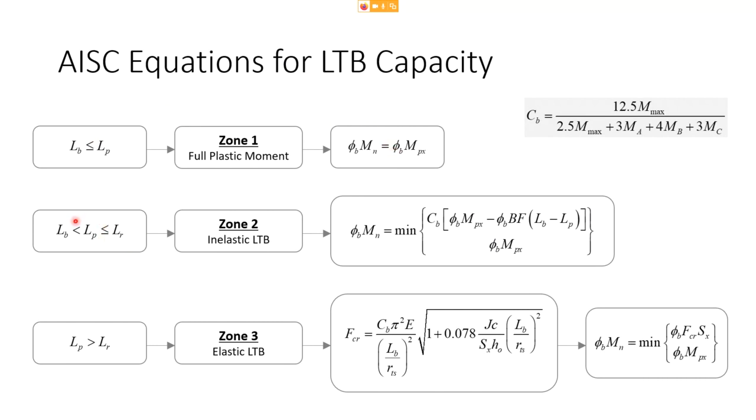If my unbraced length is between LP and LR, I'm in zone 2, here's the equation. If I'm larger than LR, I'm in zone 3. I first compute this, then here's the capacity. The only equation that's not listed in the flow chart is CB, and it's right there. That is probably one of the most important slides for the rest of the semester, that flow chart.